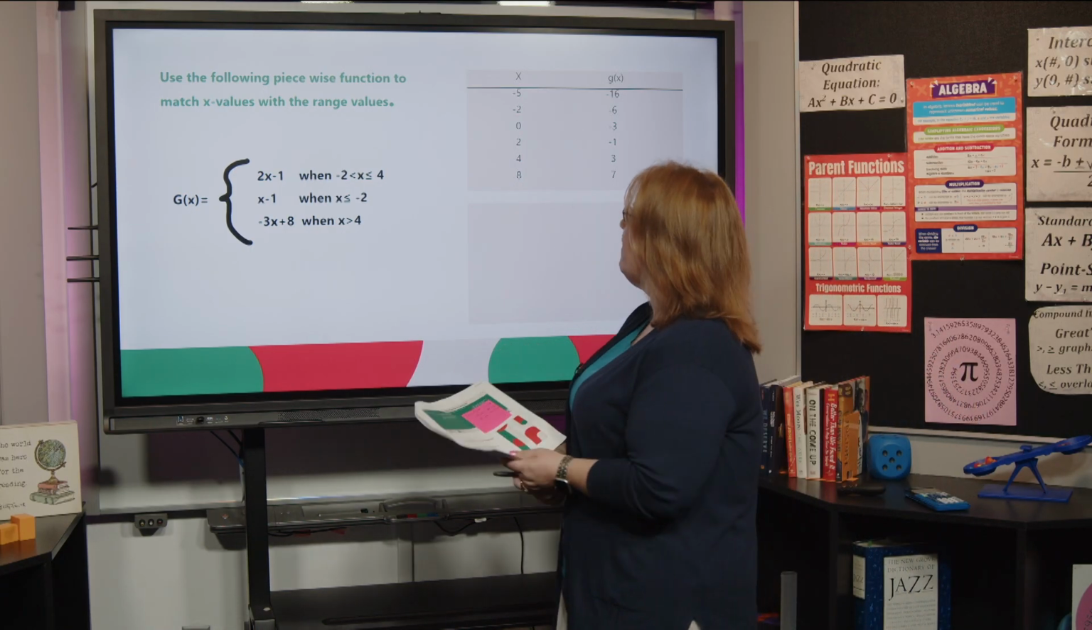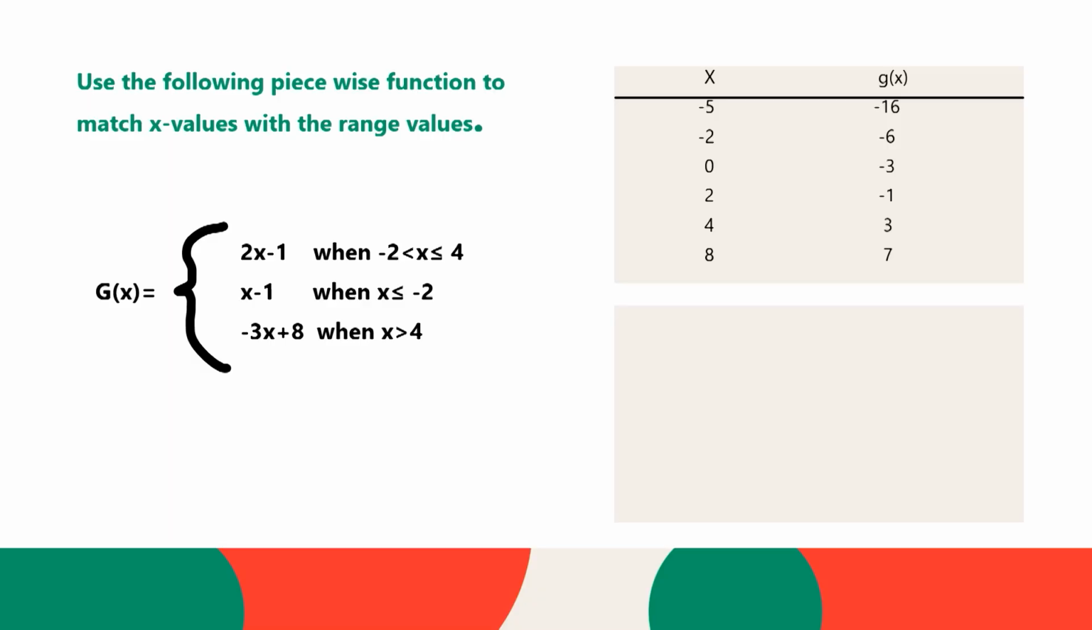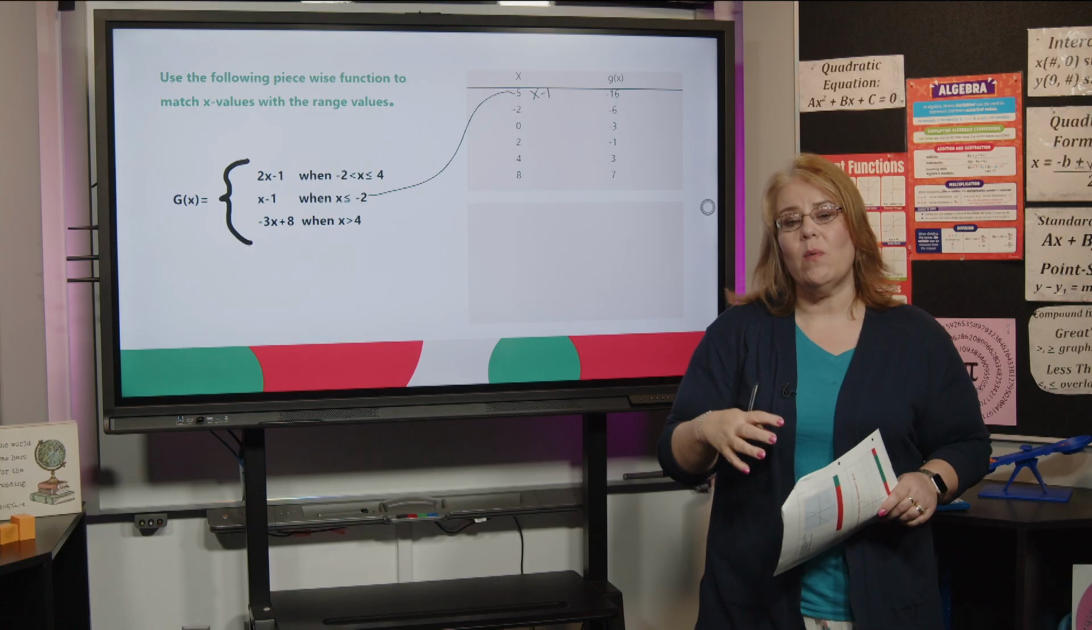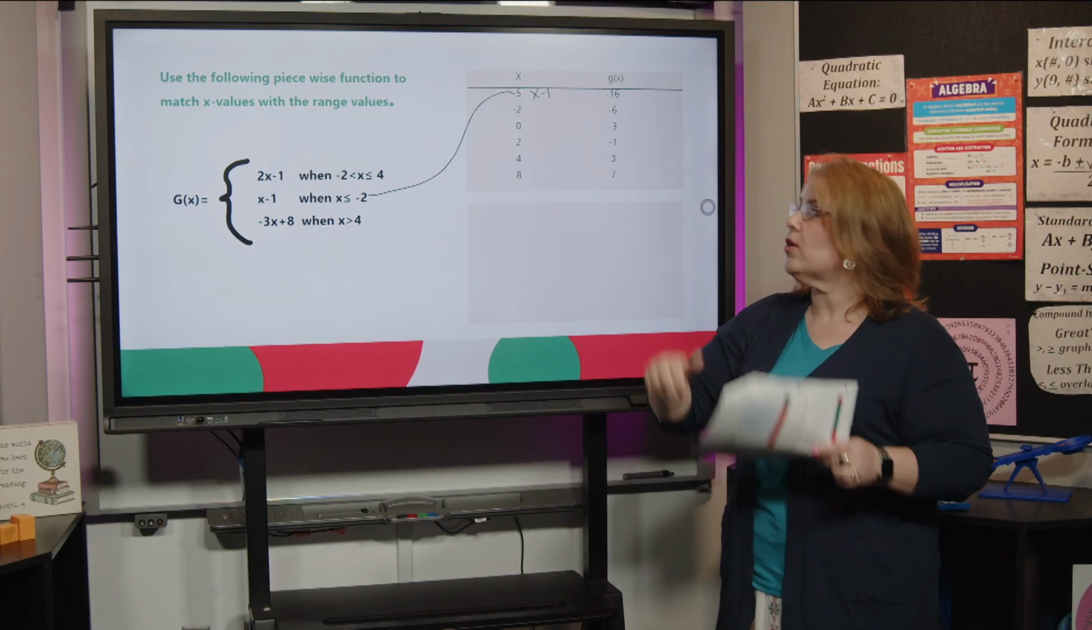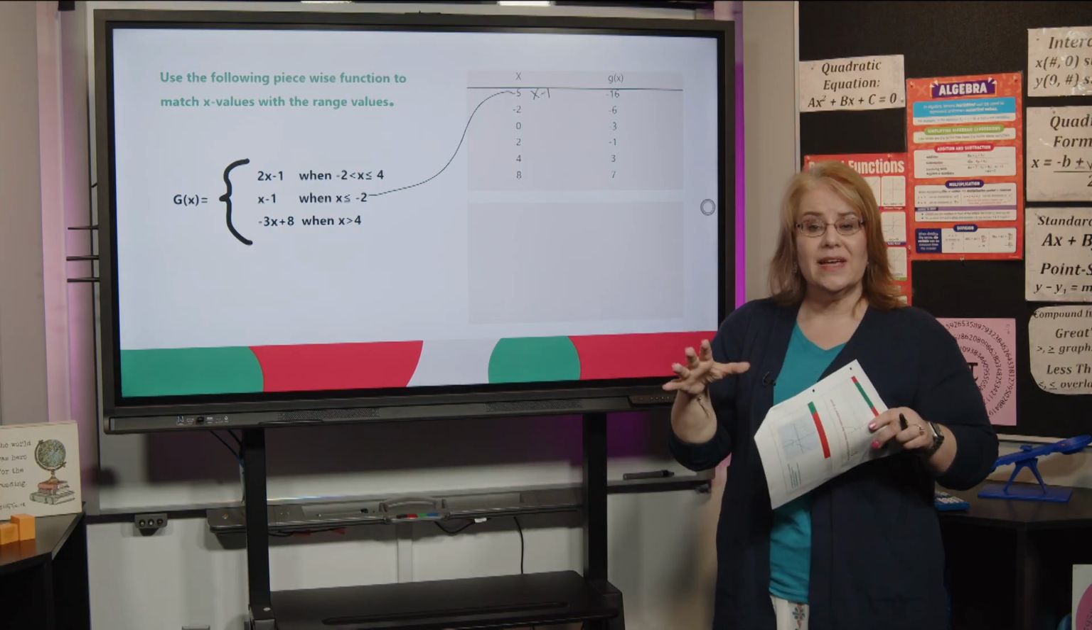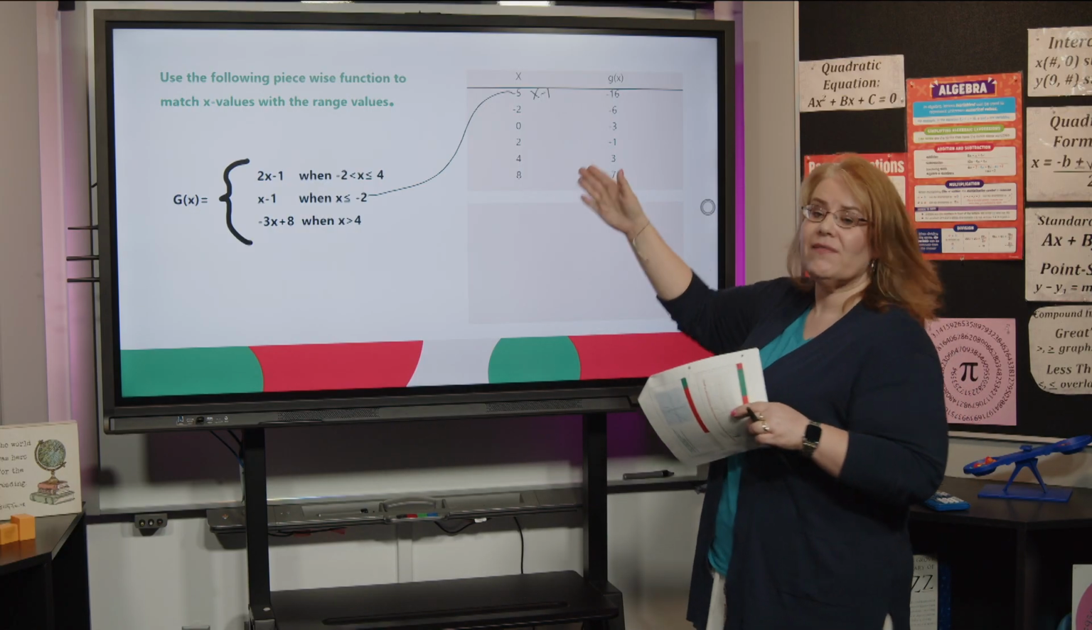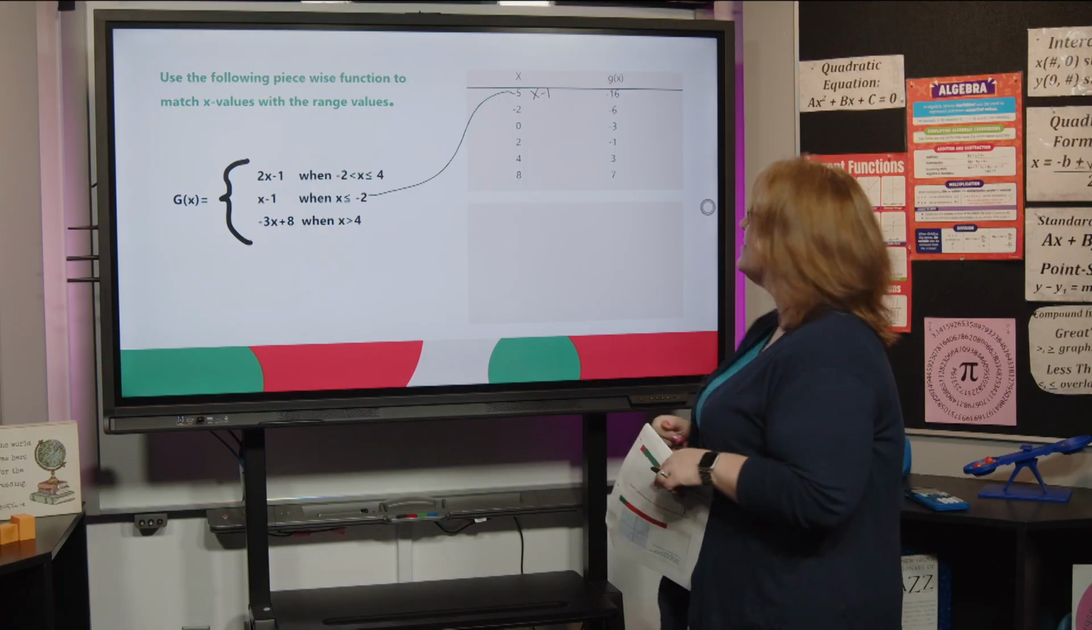So we're going to start with negative 5. So where does negative 5 hit with these limitations? Well, negative 5 would be where? It would be here. Negative 5 is less than negative 2. So I would say here I am using x minus 1. So that is how we are working these problems. So I want you to go ahead, you or you and your table partner, go ahead and work the rest of them. Once you get them done, do your x and your g of x. Come back to me and we'll see what we got.